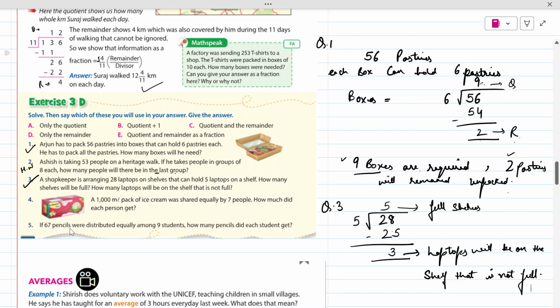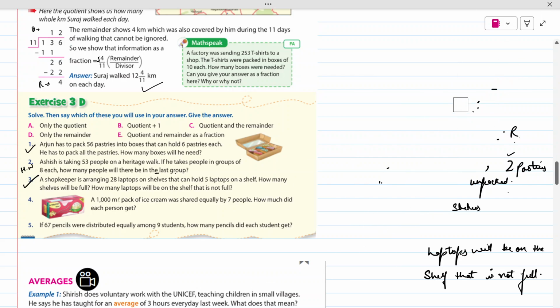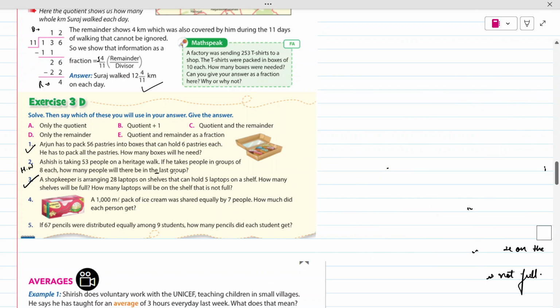Next is question number 4. A 1000 ml pack of ice cream was shared equally by 7 people. How much did each person get? Again, this is very easy. We have to divide, and the quotient will tell us how much ice cream every person got. So this is easy and homework.